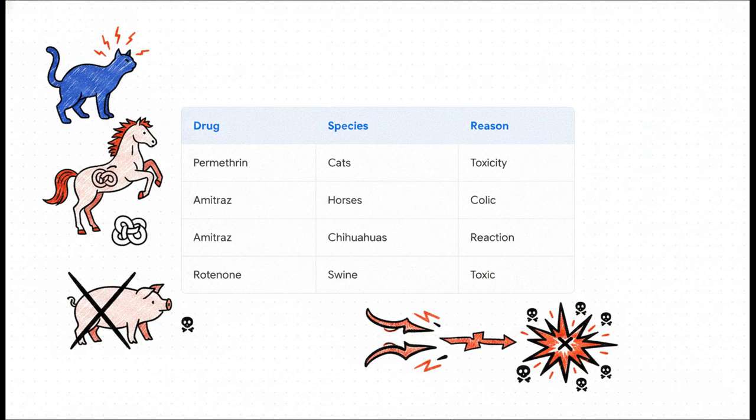Permethrin, never in cats due to extreme neurological toxicity. Amitraz, never in horses because it causes fatal impaction colic. Amitraz is also totally banned for Chihuahuas and cats due to idiosyncratic and generalized high toxicity. Rotenone, highly toxic to swine. And finally, a huge drug-drug interaction warning. Never use organophosphates simultaneously with other AChE inhibitors because you will create a compounding, highly lethal toxicity scenario.